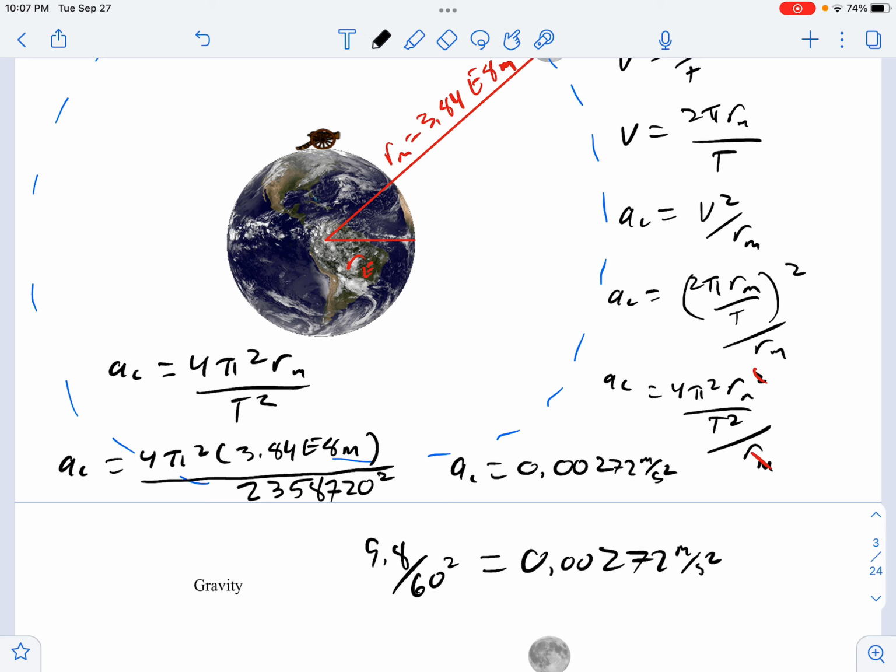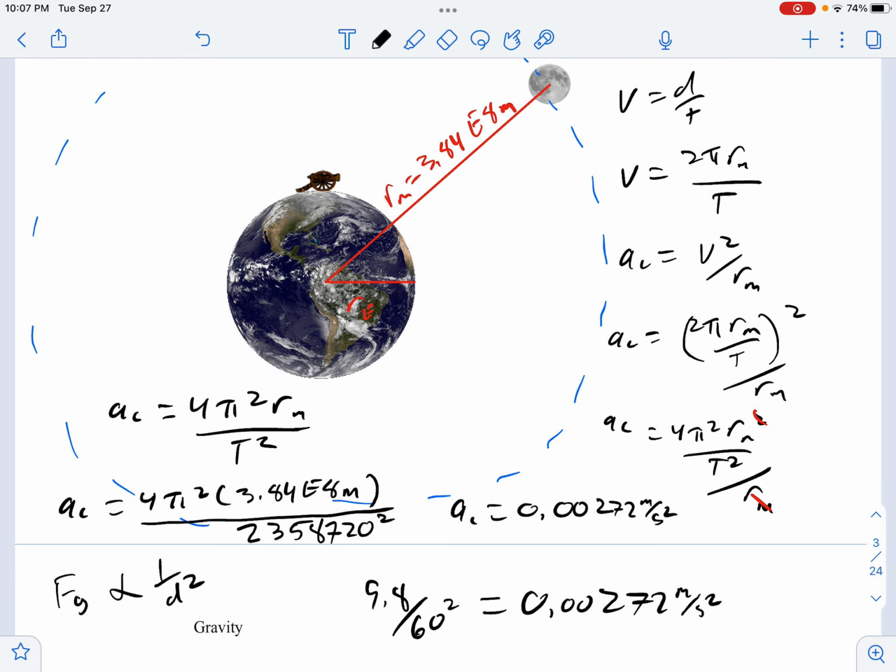The effect of gravity, all right, the force of gravity is proportional. So that little symbol there means proportional, okay, to 1 over the distance squared, or how far away you are from the object generating the gravity. He says if you're on the Earth, you're being pulled on by the Earth.